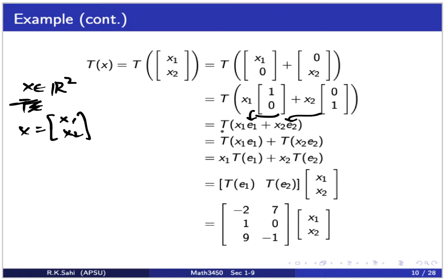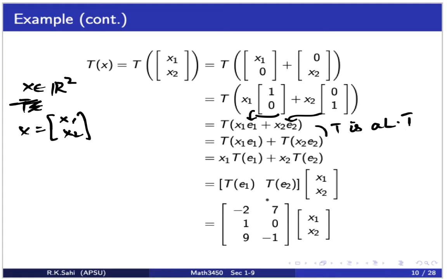Now, from here, when T acts on this linear combination, and T is a linear transformation, what happens? I can actually write T of x1 E1 plus T of x2 E2. Remember, T preserves vector addition.